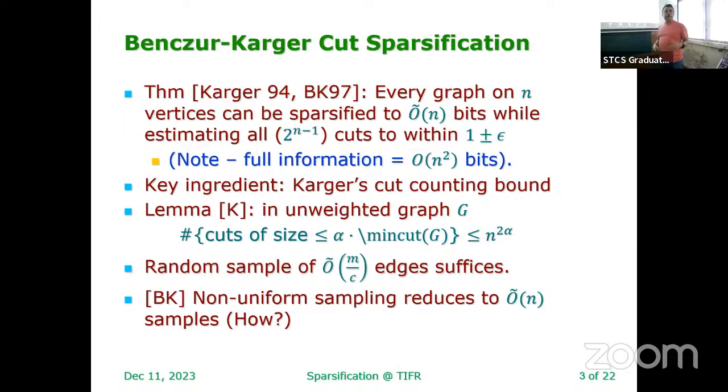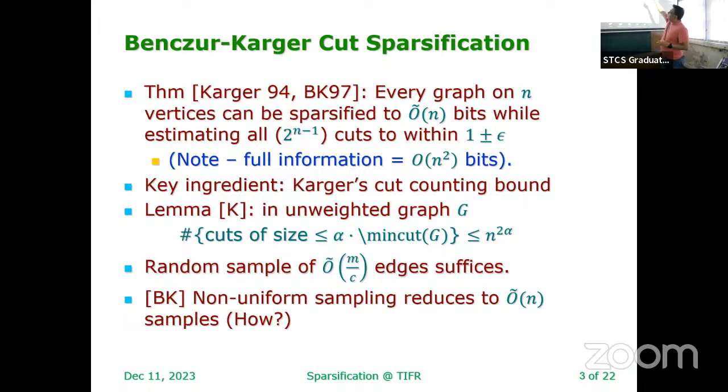Benczúr and Karger use this lemma along with a bunch of additional stuff, and we'll talk more about it later, to say that a non-uniform sampling of the graph, which means I'll sample some edges carefully and then give them different weights, will also allow me to capture this information with roughly Θ(n) edges, the original promised bound. I'll come back to these lemmas in more detail later, but just to give a flavor: yes, there is a non-trivial property that can be sparsified very nicely.